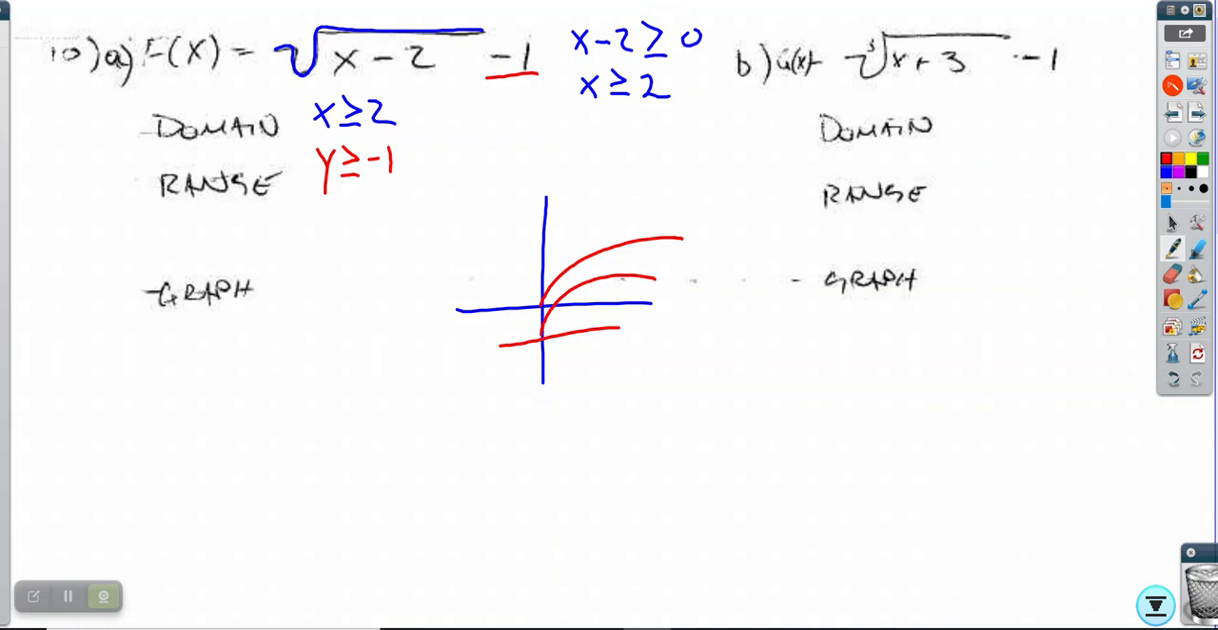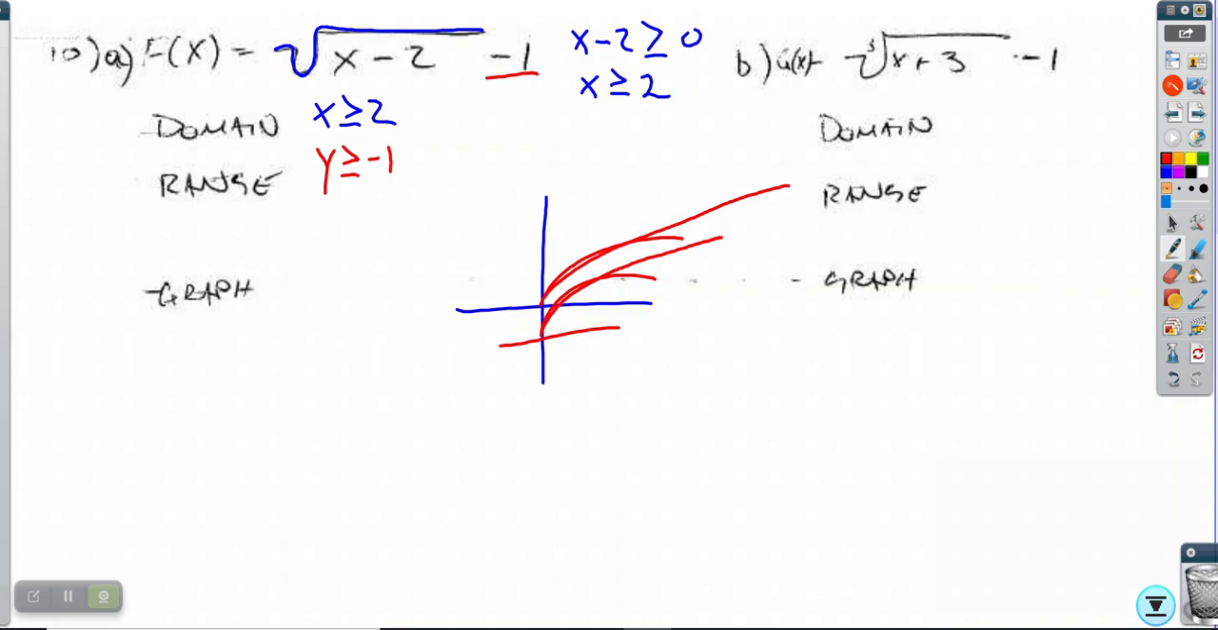Now, when we look at the upper limit, is there an upper limit? Like, can this function hit a ceiling, so to speak? And the answer to that is no. It will go off into infinity. So that's kind of the deal that we have. So y is just going to be bigger than negative 1. And we'll take a look at the graph.